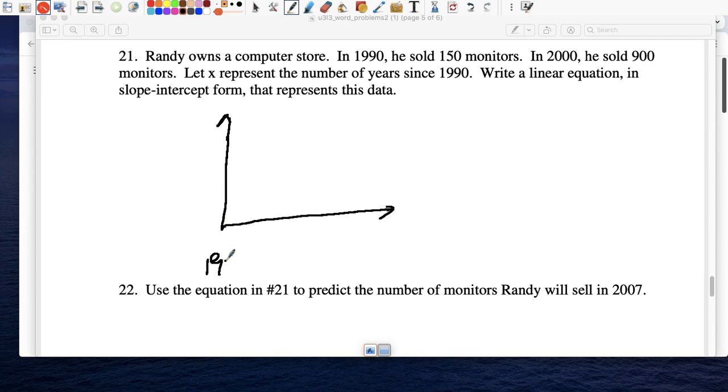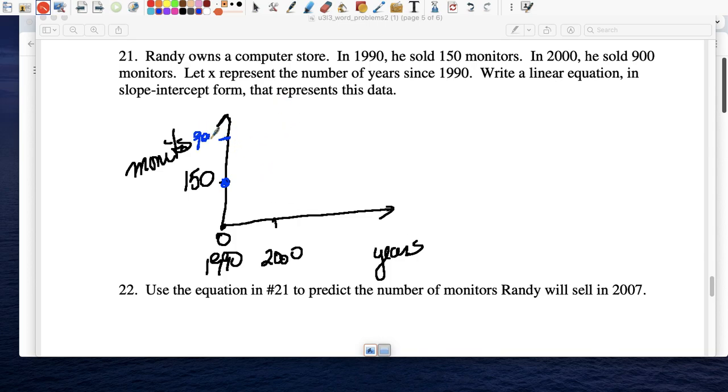So in 1990, when I started recording the first year, the 0 year time, I started recording how much in sales he was doing. I can tell you that in that year, he sold 150 monitors. So this is years, this is monitors. In the year 2000, which is 10 years later, I asked him again how many monitors he sold. So 10 years later, he was selling 900. So you know it's growing, right?